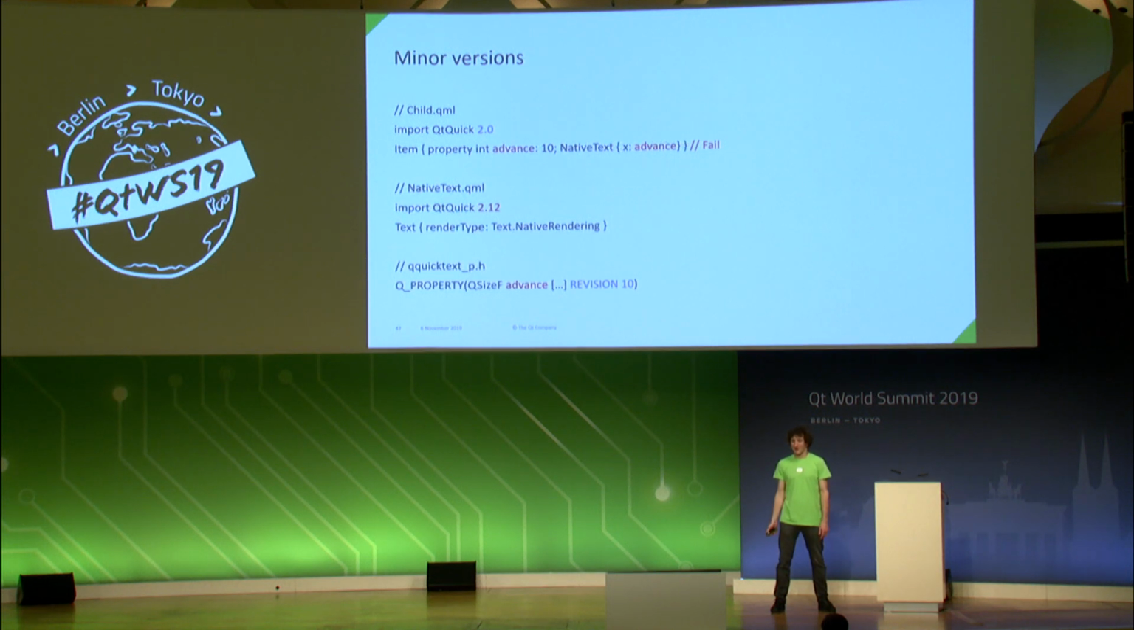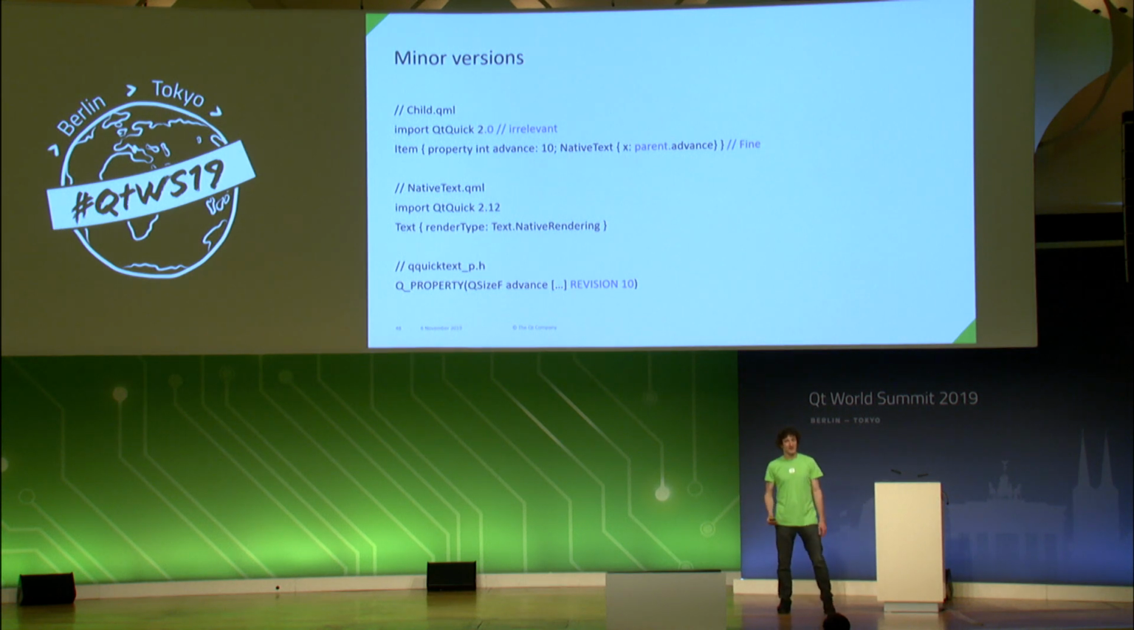Now, as we've seen before, this is actually not so fine at all. So we derive from that, create our native text that just adds native rendering. Incidentally, that imports a different version of QQuick. Now, that advance property is exposed not only to that thing, but also to that thing, because it instantiates that, and this version is totally disregarded, and that fails. Oh well.